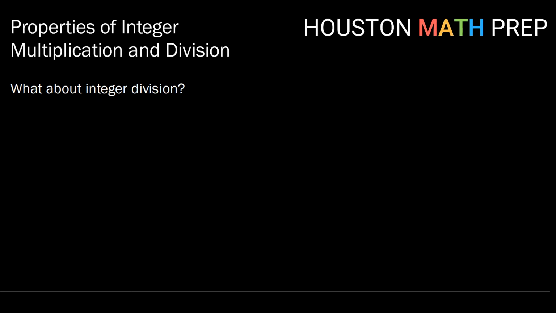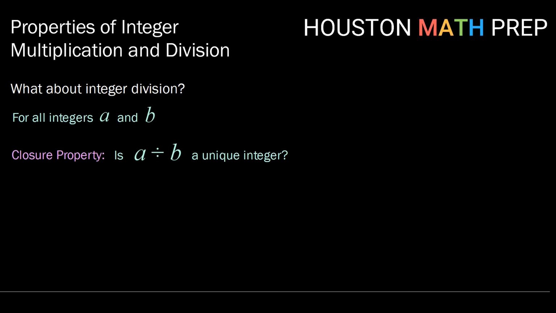Well, what about integer division? Remember that whole number division lacked several of the properties that whole number multiplication had. Is the same true for integer division? Well, let's explore. Let's start with the closure property. Is it true that for all integers a divided by b is some unique integer? Well, let's take an example.